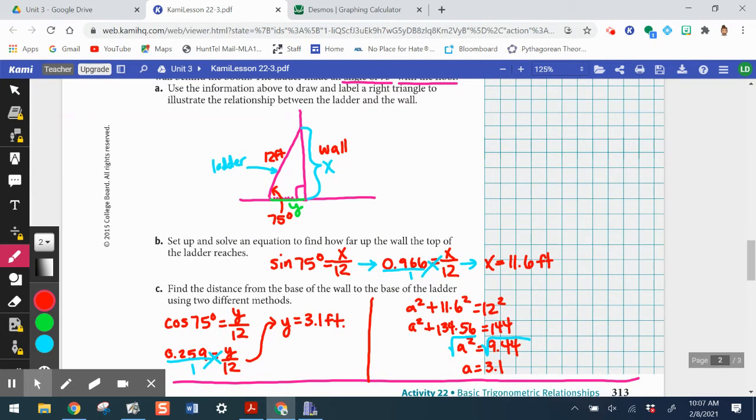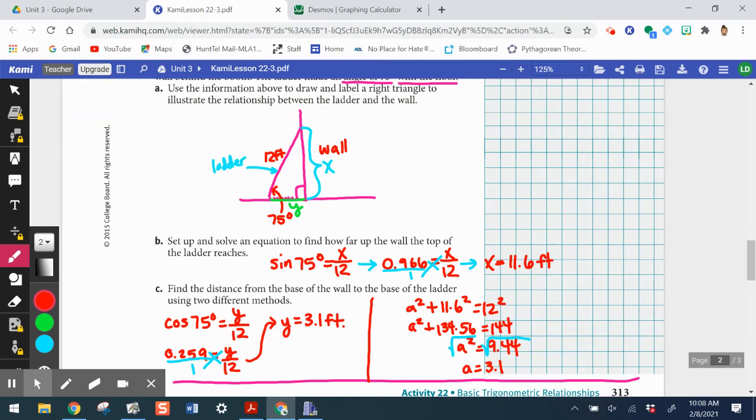So in the original diagram, here's my 12-foot ladder leaned up against this wall, and it makes a 75-degree angle with the floor. And of course, we assume that the wall and the floor make a 90-degree angle, so we are dealing with the right triangle here. So B says, set up and solve an equation to find how far up the wall the top of the ladder reaches. Notice I went from the top of the ladder to the bottom of the wall. So I called that side X.